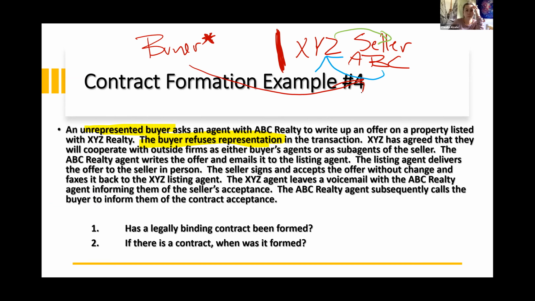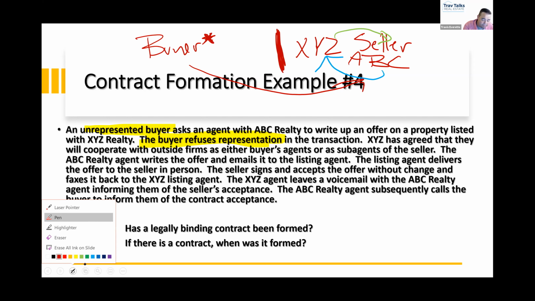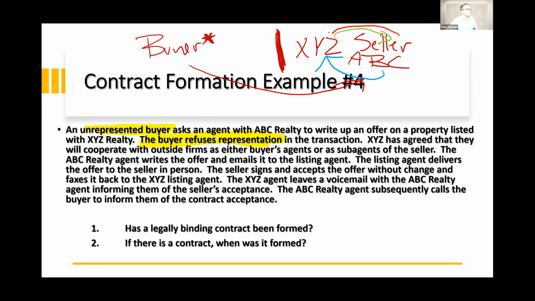It says the seller signs and accepts the offer without change and faxes it back to the XYZ listing agent. A fax machine. Where did they find one of those? You're dating yourself again. So now, did I say that? Again, communication all on one side.